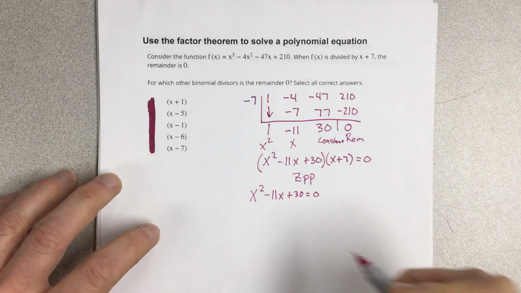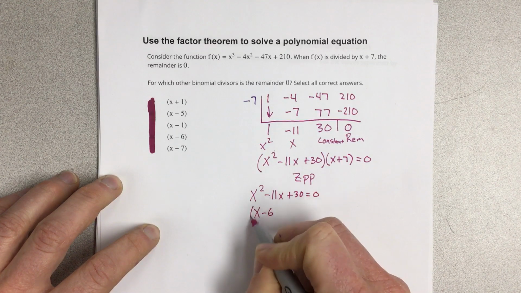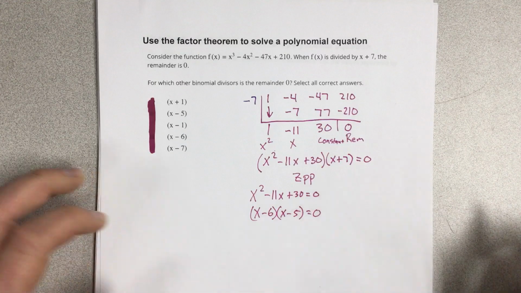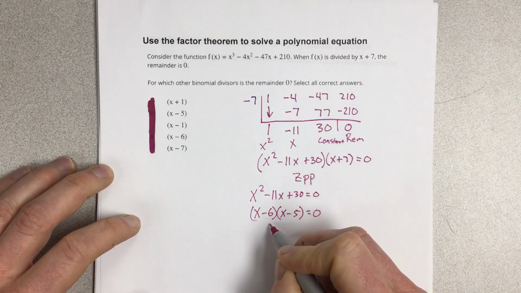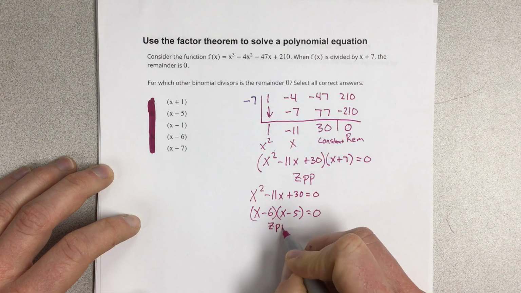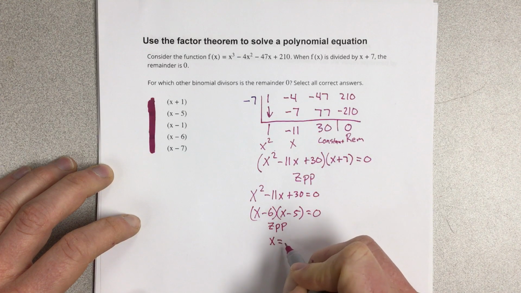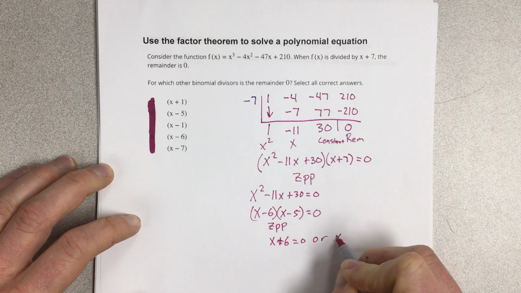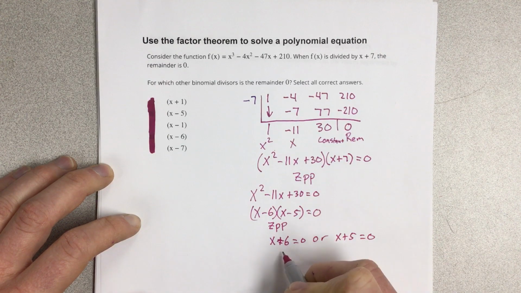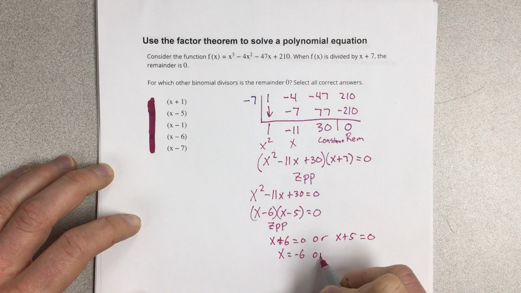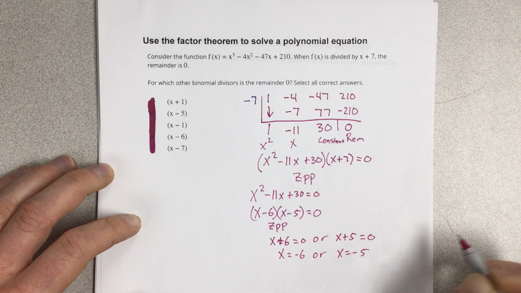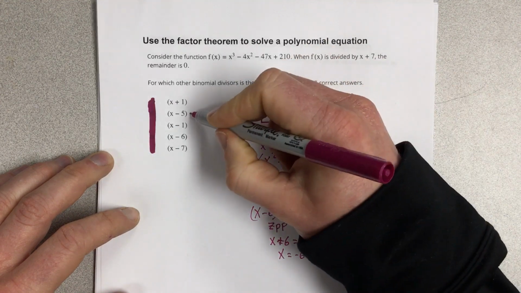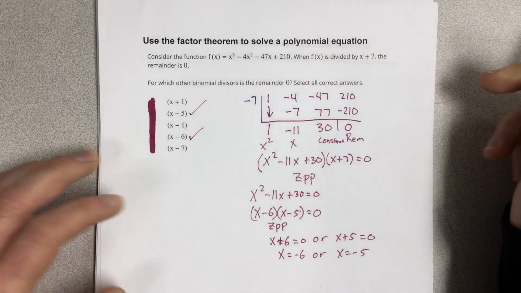I can factor that to x minus 6, x minus 5 equals 0. ZPP would tell us that x minus 6 equals 0, or x minus 5 equals 0, so x equals 6, or x equals 5. Now they don't really ask us for that, they just ask us for the two factors, so that'd be x minus 5 and x minus 6.